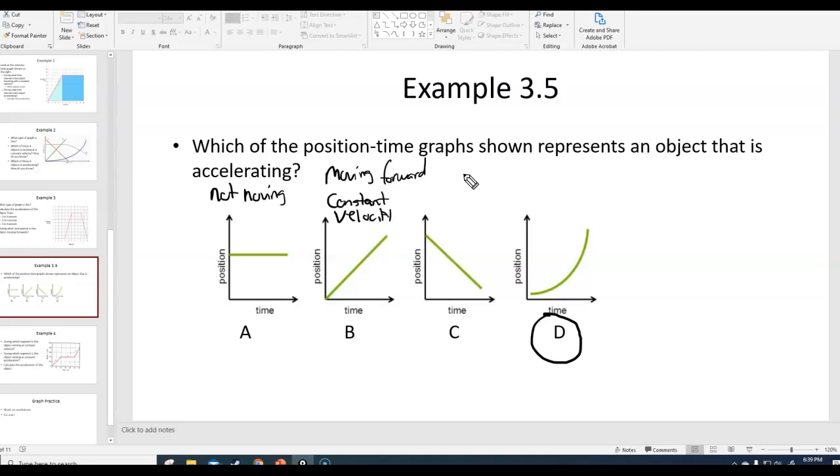Object C is moving backwards, and I know it's moving backwards because the position is decreasing, or you can think of it like the slope is negative. Remember, on a position time graph, the slope represents velocity. This is also constant velocity because even though the graph is going down, the shape is still linear. So the correct answer is D. Pause there if you need to look at that, and let's try to do one more example.